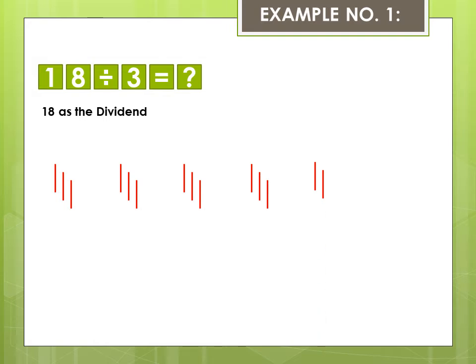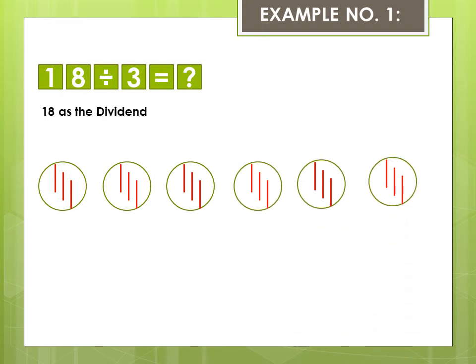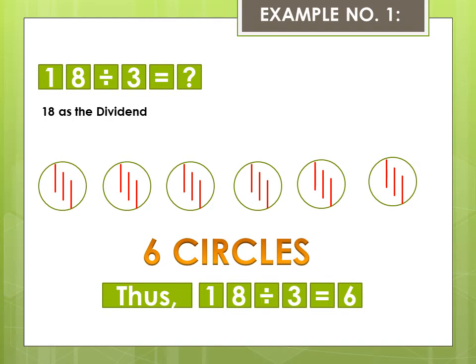13, 14, and then 15, 16, 17, and lastly, we have 18. For the next step, let us encircle each group consisting of 3 lines. And for the last step, let us count the circles. We have 6 circles, and each circle consists of 3 lines. That shows that 18 divided by 3 is equal to 6.